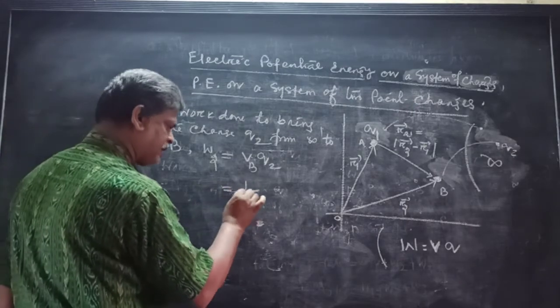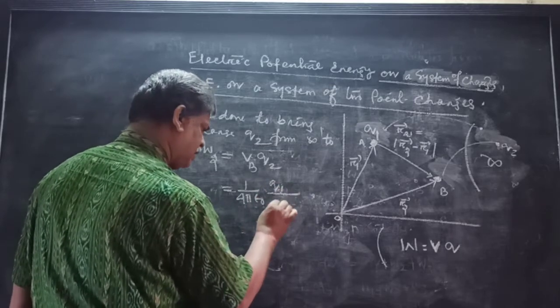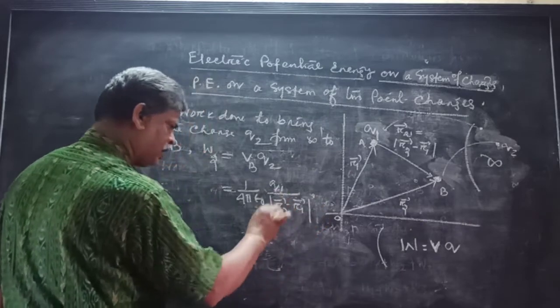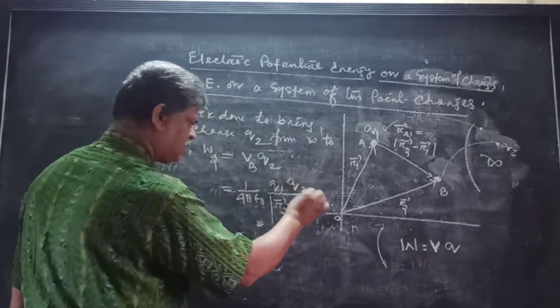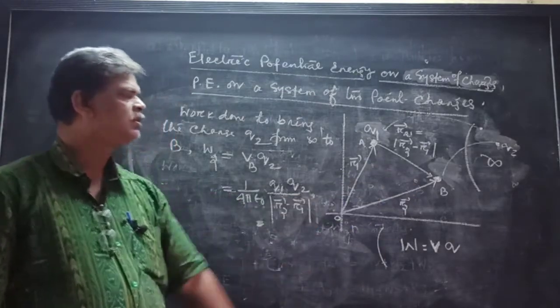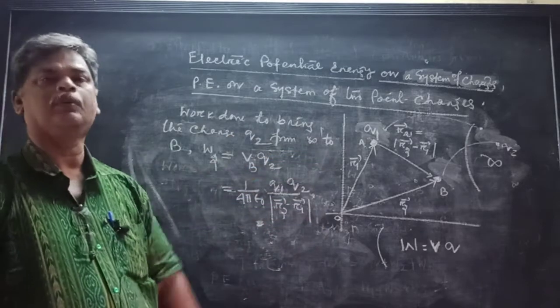Now 1 by 4 pi epsilon 0, Q1 divided by the magnitude of R2 vector minus R1 vector, into Q2. This is the work done. So the work done to bring the charge Q2 from infinity to B after Q1.